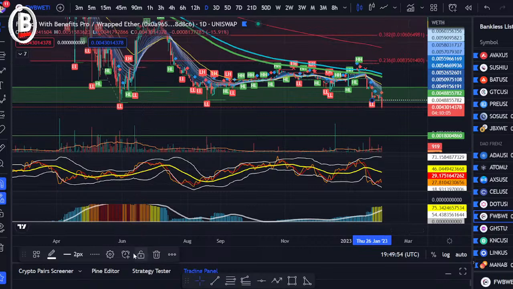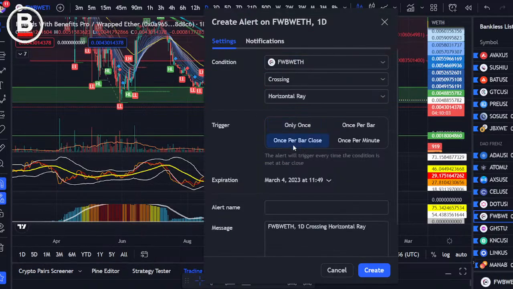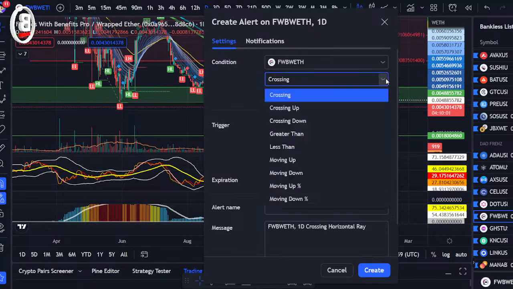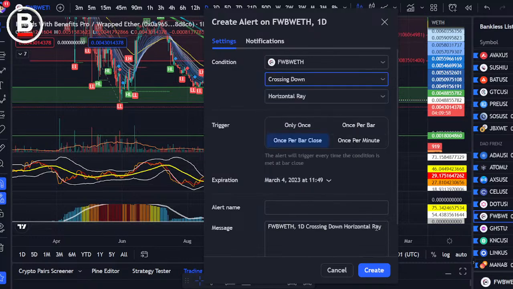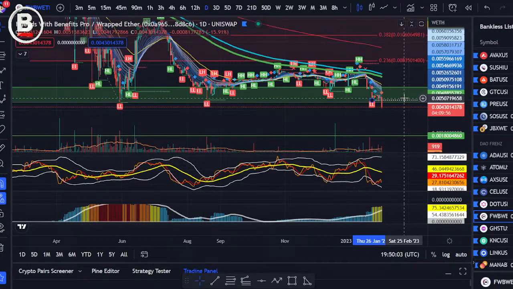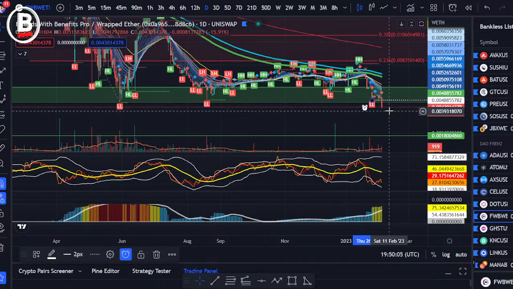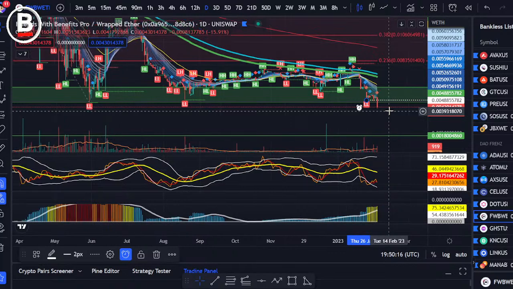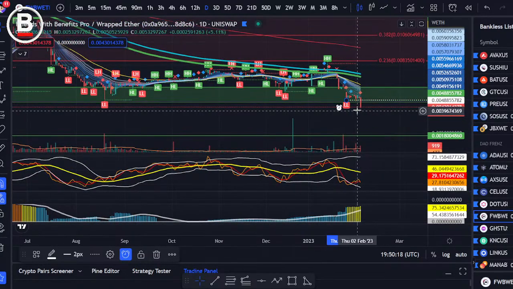So we want to know when this is closed on the daily. Probably be today. And then, of course, if it's going to continue down, we want to see an open and close below.